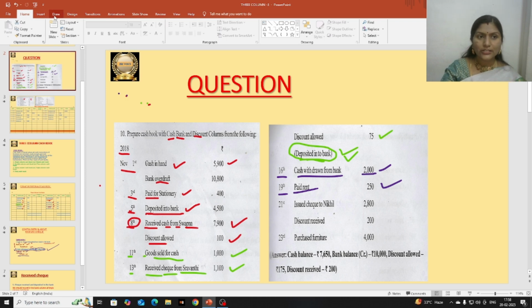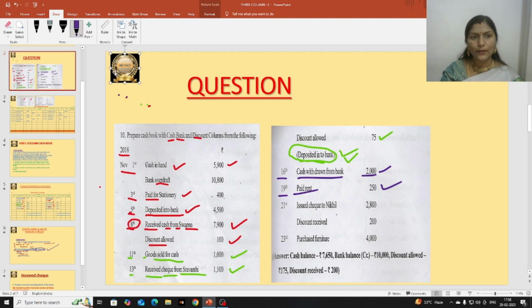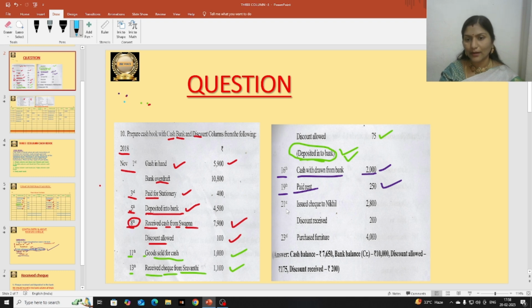So what is the next date here? Next date is the 21st date. On the 21st date, what happened here? Let us see what happened. Issued. Issued means given, paid. Okay. Check. So business is issuing a check to Nikhil. Business is giving a check to Nikhil. So whenever business is giving a check, obviously cash will move out. Here the check is moving out. Check or cash, both are one and the same actually.